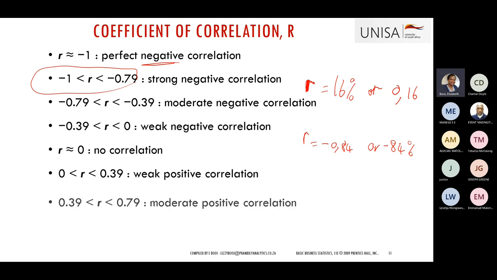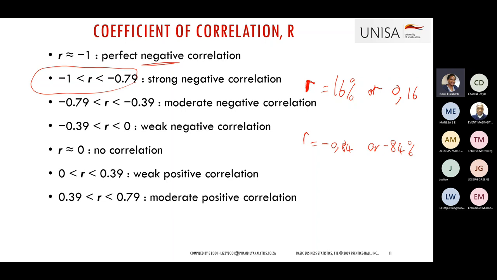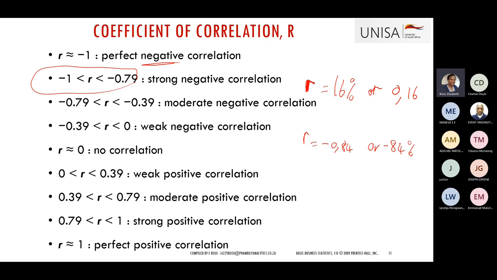Okay, so even on the positive side, you will have the same criteria defined. If it lies between 0.39 and 0.79, it will be a moderate positive relationship. But if it is between 0.79 and 1, it will be a strong positive correlation. And when it is equal to 1, we'll say it has a perfect positive relationship. So you need to know how to define or interpret the number that you get from your coefficient of correlation. We will do lots of other exercises just now.